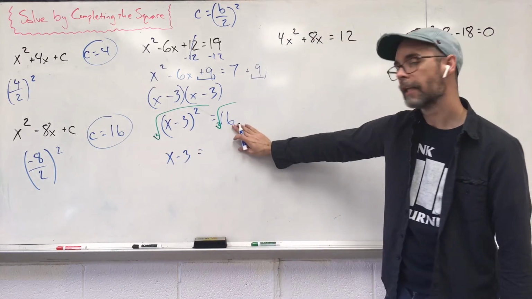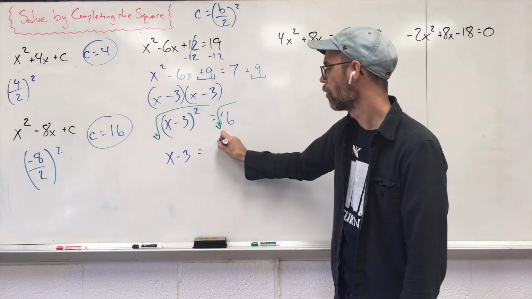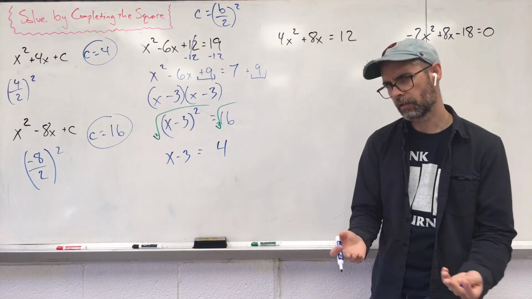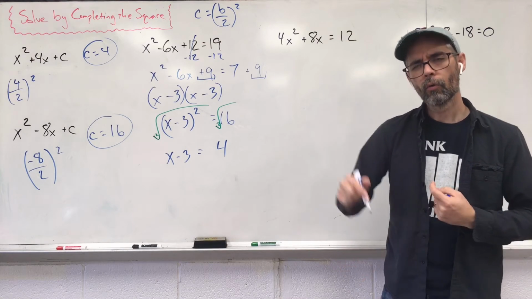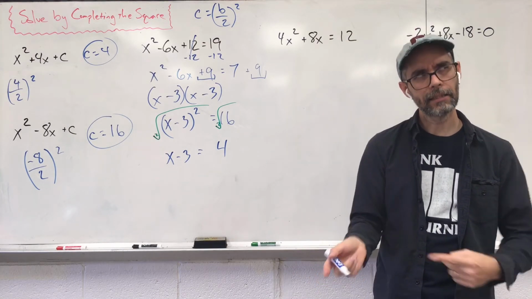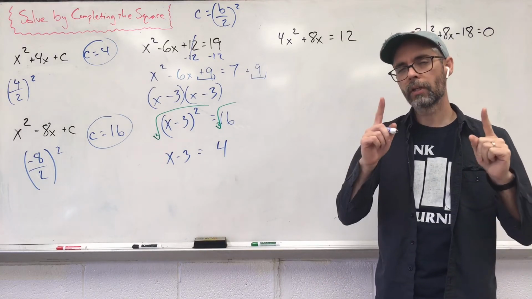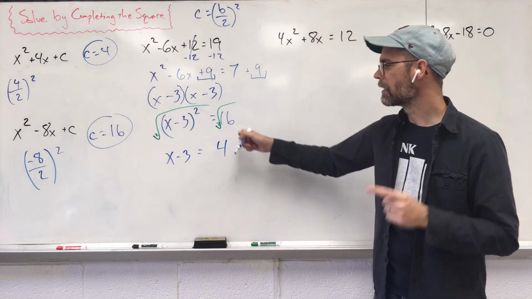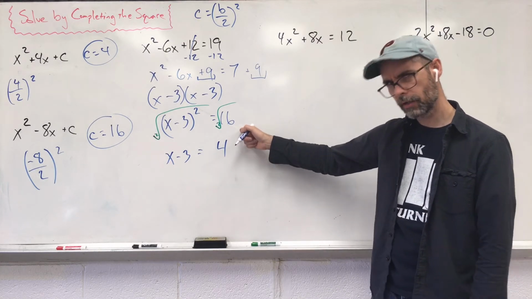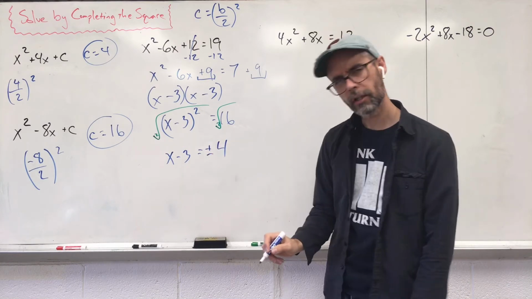On the other side, now I'm looking for what times itself gives me 16. Well, 4 times 4 gives me 16. Okay, good. What about -4 times -4? It's still going to give me the positive 16. It's still a number times itself. So because I don't know if it's -4 times -4 or 4 times 4, I'm going to rewrite this as a plus or minus.